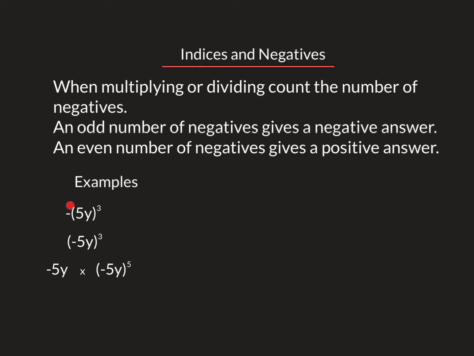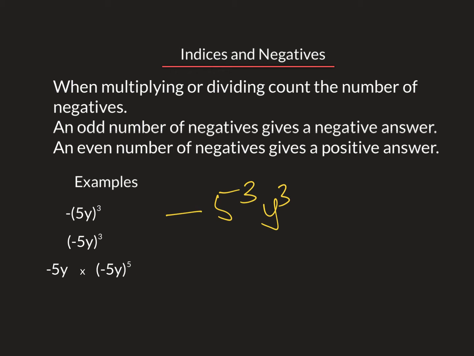Here's one here where there's a negative outside the bracket. That means the negative is not to the power 3. There is just one negative. So because there's one negative, the answer is negative. And the answer will be negative 5 cubed y to the power 3.